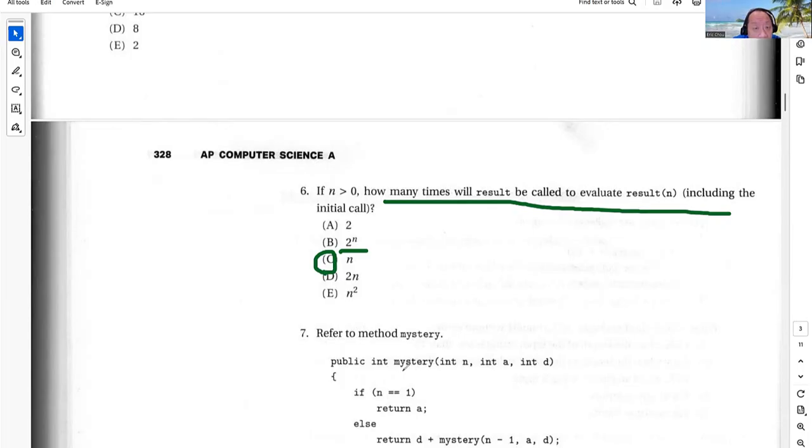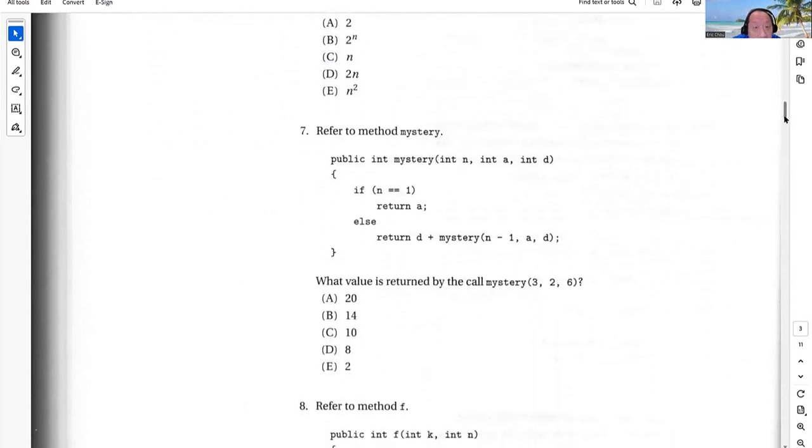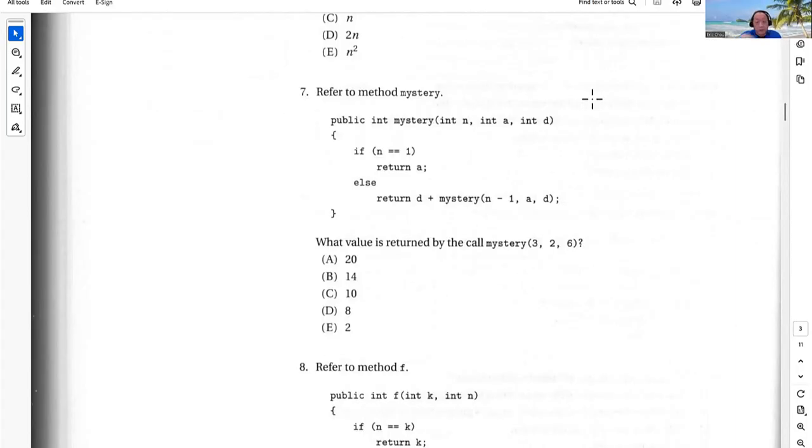Is that okay? Number 7 for Benjamin. Number 7.